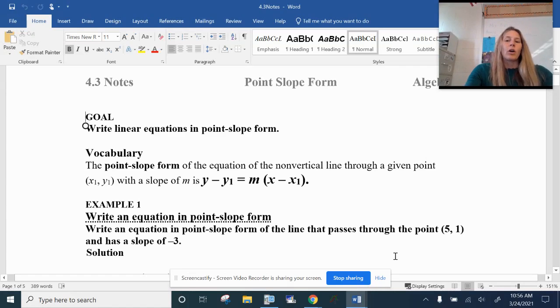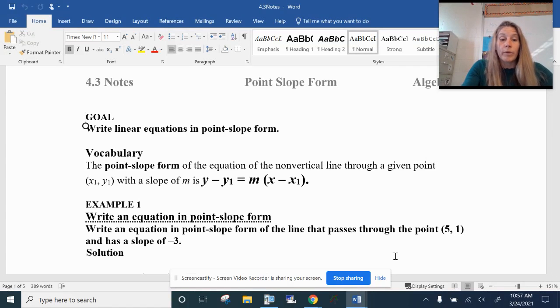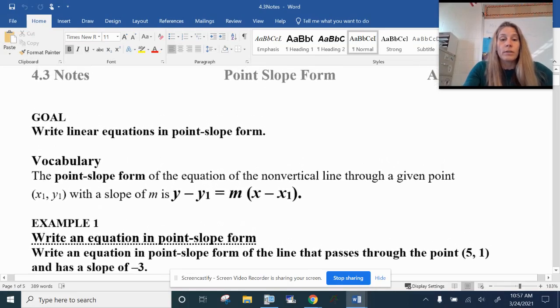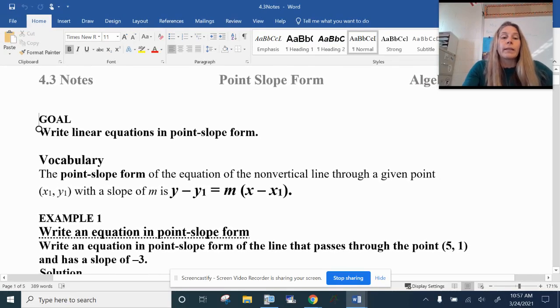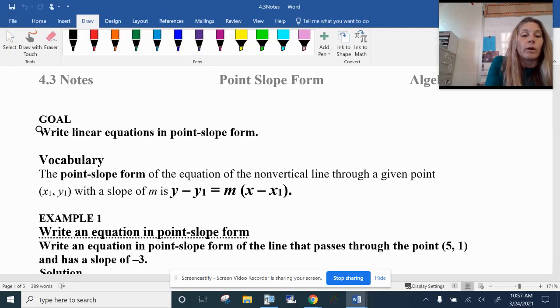Okay, so today we are going over how to use the point-slope form of linear equations. If we're going to write linear equations in point-slope form, we are going to need a point on the line, but it can be any point on the line. It doesn't have to be specifically the y-intercept like we were using before, and we need the slope.